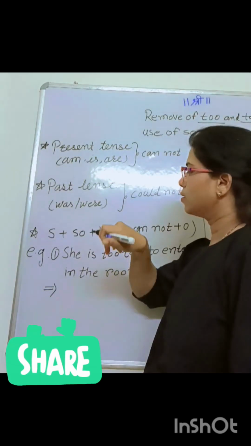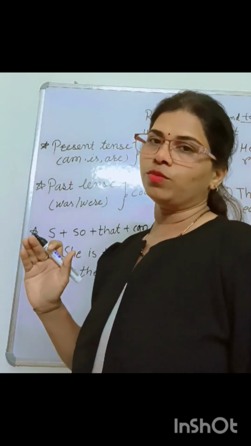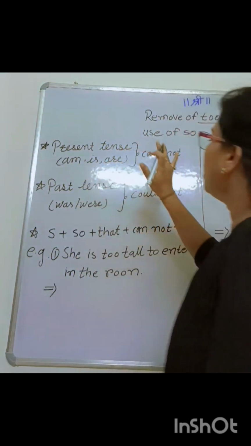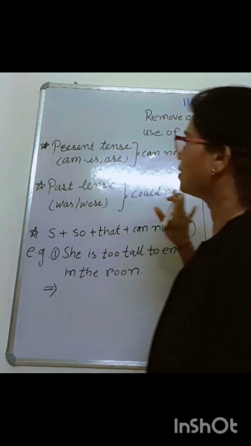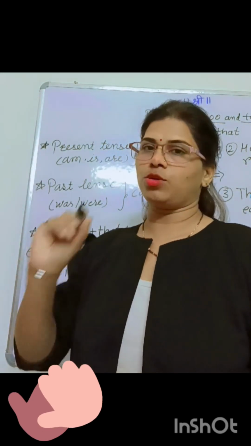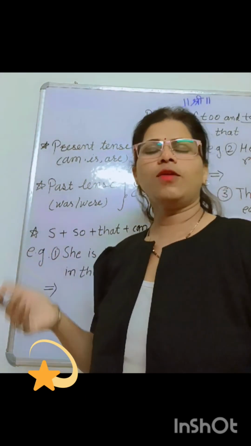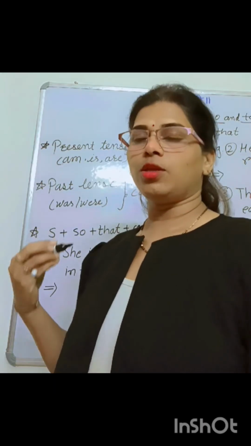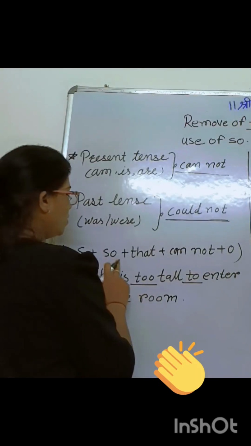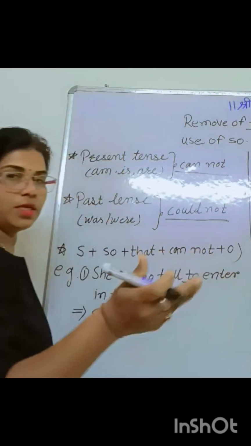By the rules and with the formula, it will be clear to you how to use "so that" in a sentence. First, if the sentence is in present tense, meaning am, is, are verbs will be there in the sentence, you have to change with "cannot". Then if the sentence is in past tense, then was, were verbs will be there, and you have to change with "could not". The formula is subject plus so plus that plus cannot or could not plus object.